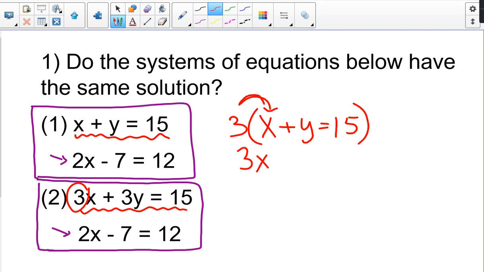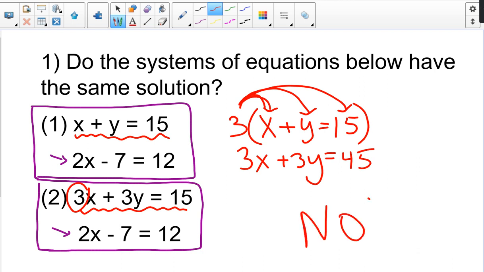So I did 3 times x so far, and that was 3x. Then I'll do 3 times y, and that's 3y. And then I'll do 3 times 15, and that is 45. So I see that I did not get the same equation that I have in the second system, because the second system says 3x plus 3y equals 15, not 45. So if one of the equations is the same, but the other equation is not the same, then the answer is no. These two systems of equations do not have the same solution.